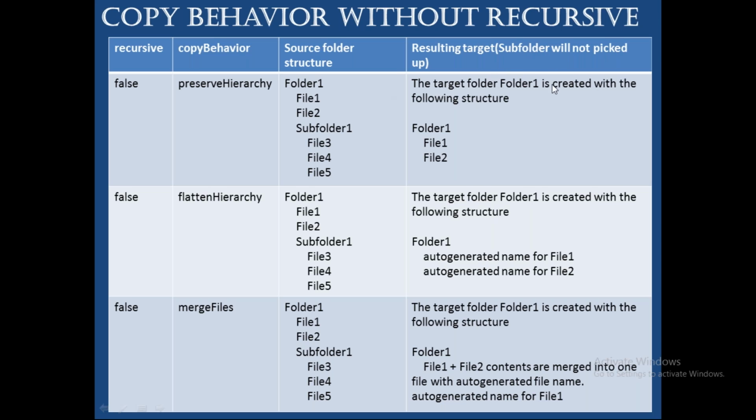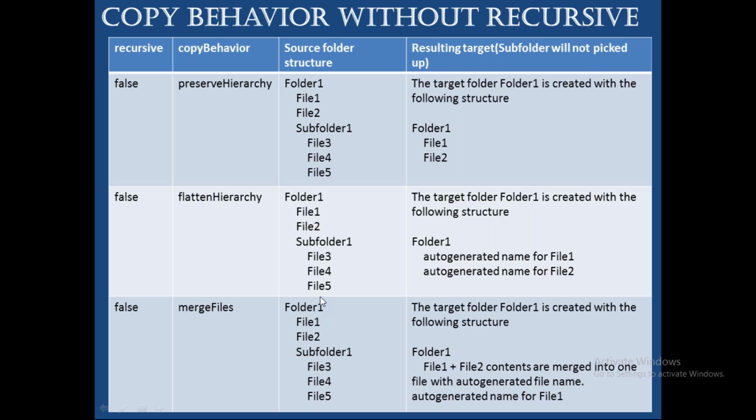Okay, so in your target side, subfolders will not be picked. Now subfolder 1, here you see flatten hierarchy. Meaning what it is saying, folder 1 has an auto generated name for file 1, an auto generated name for file 2, but for file 3, file 4, file 5, there is no word about them.